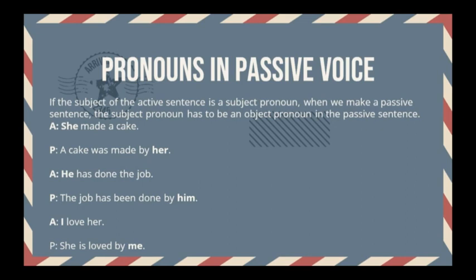Then next example, active sentence is he has done the job, okay? The passive sentence is the job has been done by him. So again, in an active sentence, he is a subject pronoun, but in the passive sentence, it is an object pronoun, okay? And the last one, I love her, okay? I is a subject pronoun, then in a passive voice, it is she is loved by me. So I is a subject pronoun, and in the passive voice is an object pronoun, me. Okay?